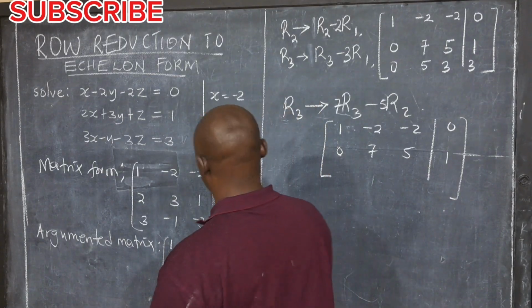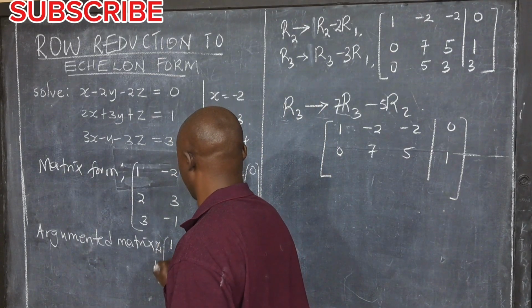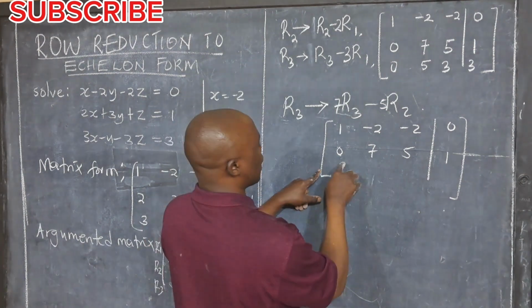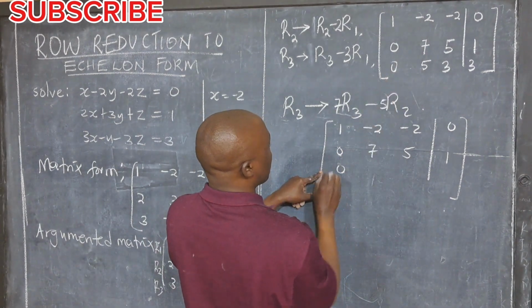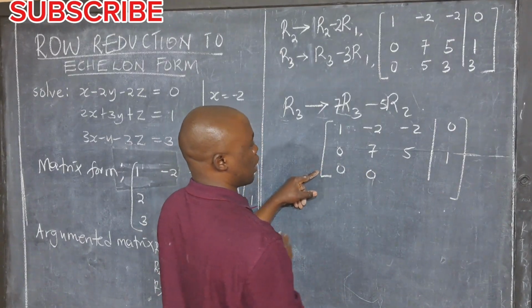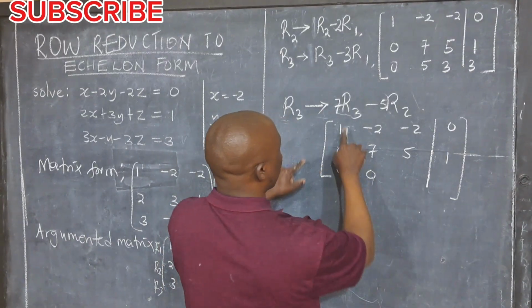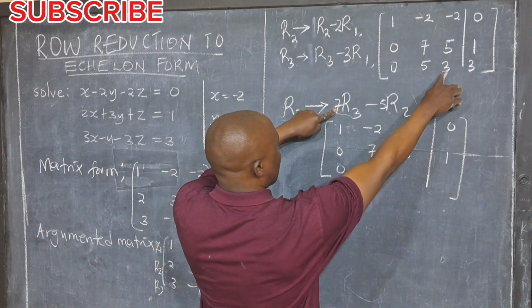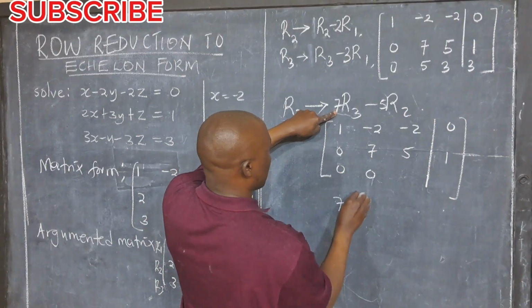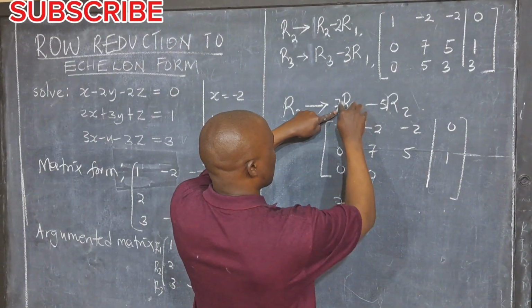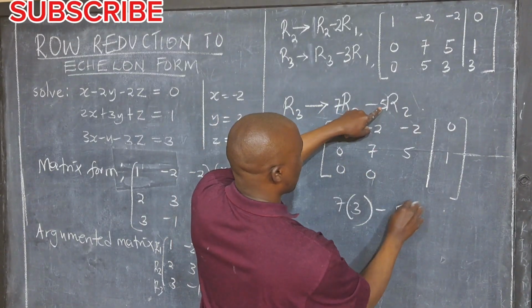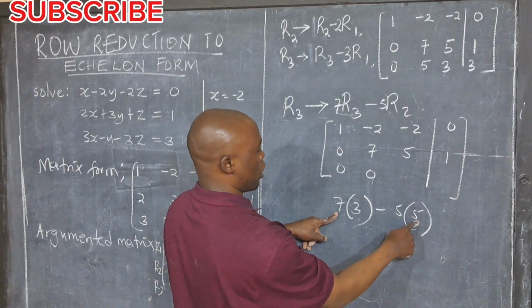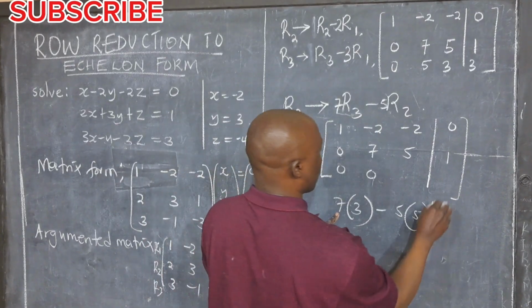Remember to label these rows as row 1, this is row 2, this is row 3. So now this position is 0. So this is 0 exactly. So let's now only work on this. So I'm now working on this place here, which is a 3. So it is 7 times row 3. 7 times 3 minus 5 times this. That gives us 21 minus 25, which is -4.